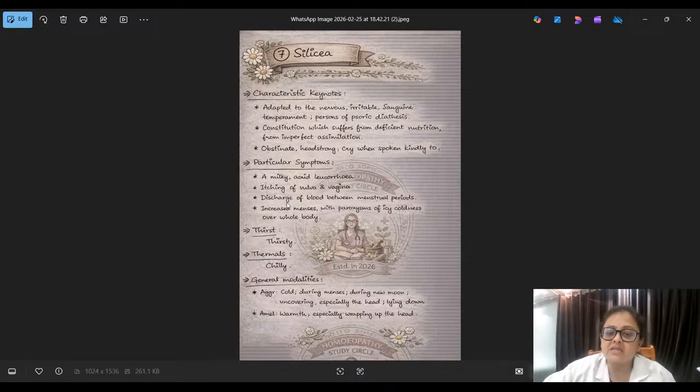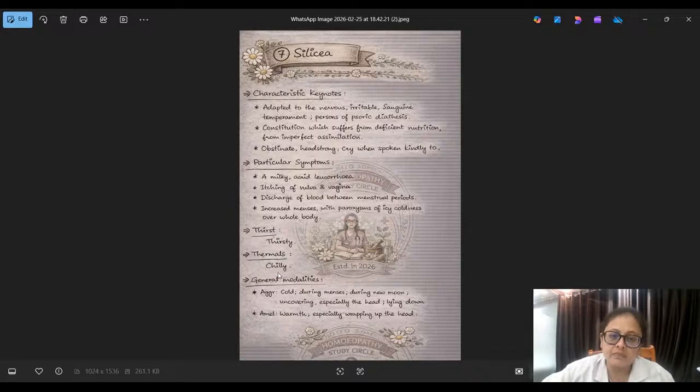Okay. Discharge of blood between menstrual periods. Again, for this also, another remedy can be used: Sabina, Phosphorus, Silicea. Increased menses with paroxysms of icy coldness over the whole body. When menses is there, she has icy coldness over the whole body. She has chilliness during menses. That is Silicea. Okay.